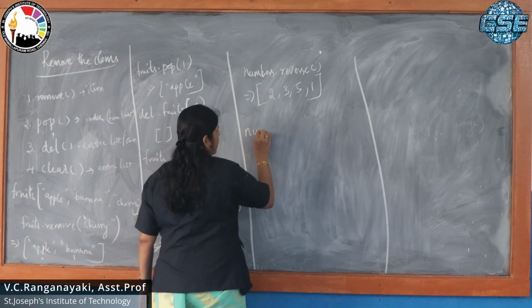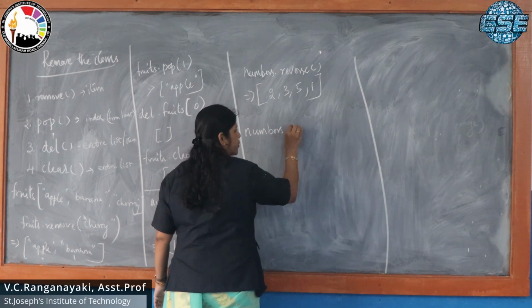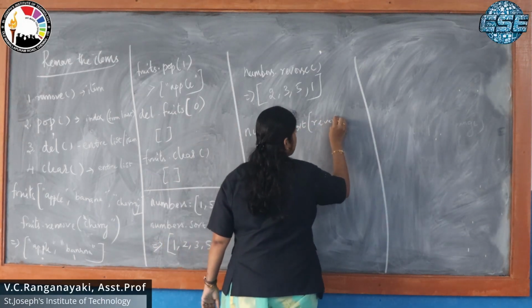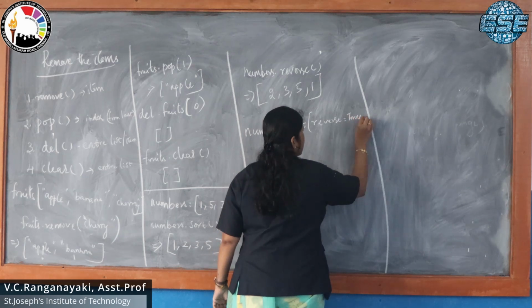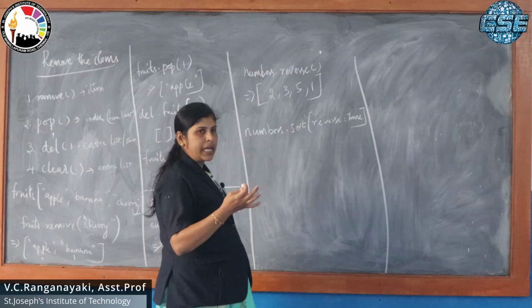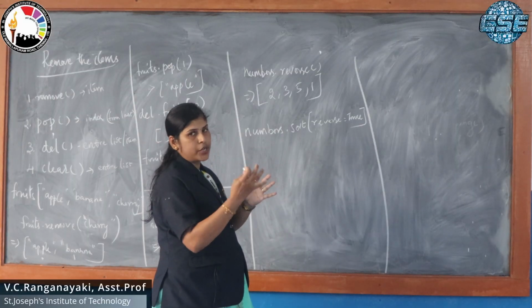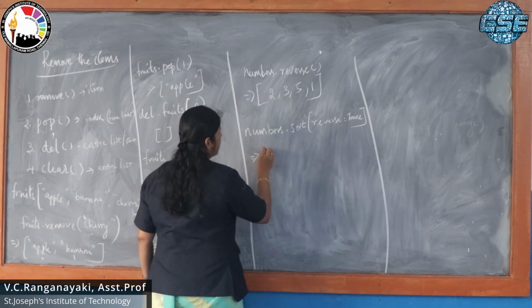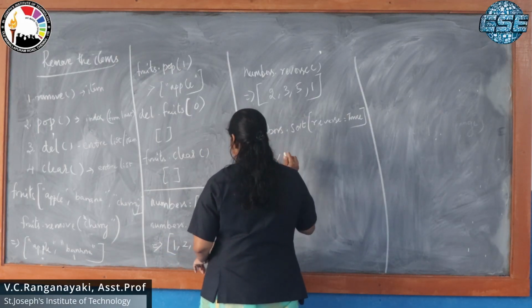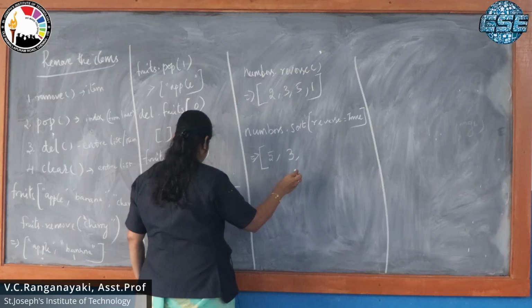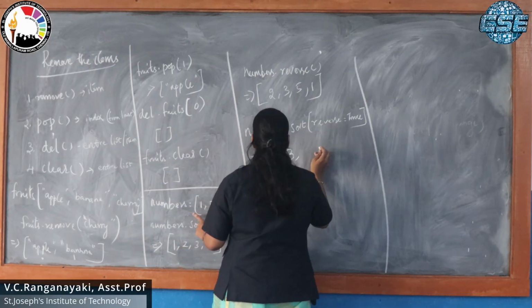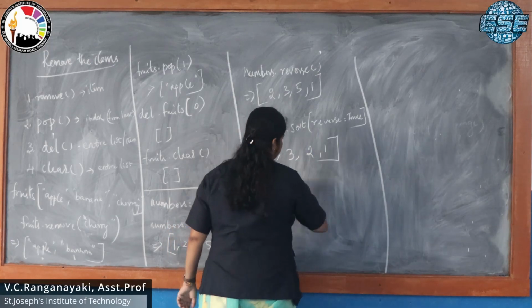numbers.sort(reverse=True). If I give it like this, we'll get the items in descending order, meaning big to small. So now the output will be 5, 3, 2, 1.